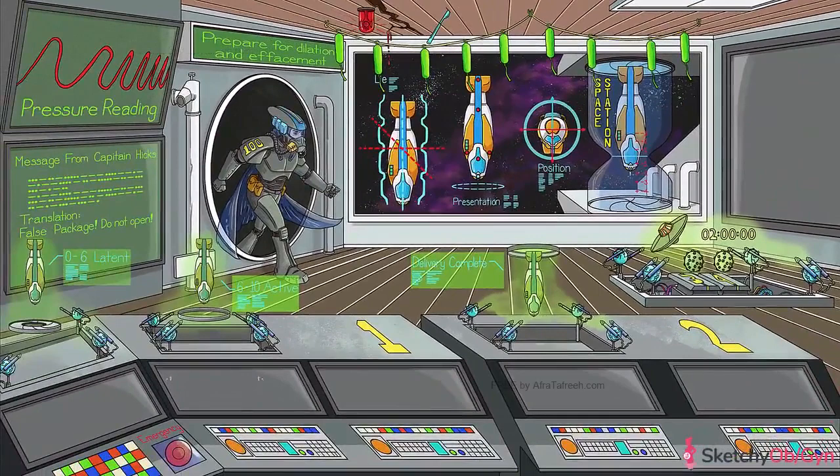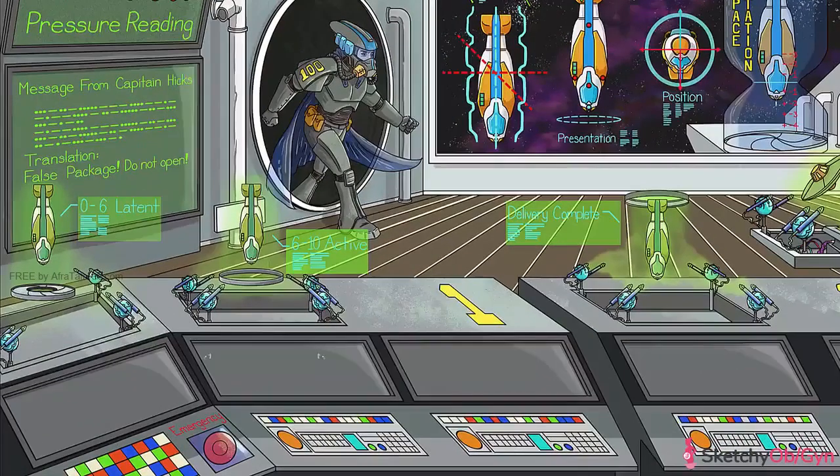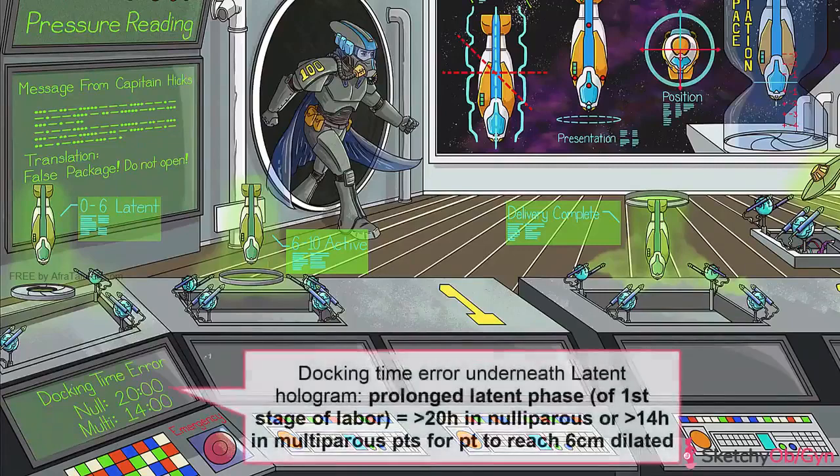Now we're going to go through each stage of labor and the respective disorders that can occur during each one. Starting with the first stage of labor, which remember is divided into latent and active stages. An abnormal latent phase of labor is greater than 20 hours in nulliparous women, which means women who have never delivered a child before, and greater than 14 hours in multiparous women, as in any woman who has delivered 1 or more children. We've registered a docking time error underneath the latent hologram on console 1. The times here should remind you of the cutoff for an abnormal latent stage.